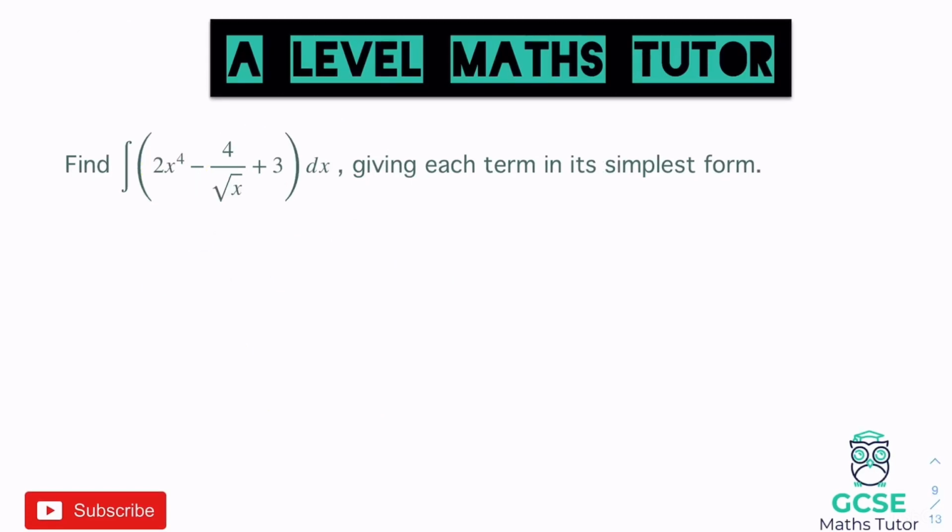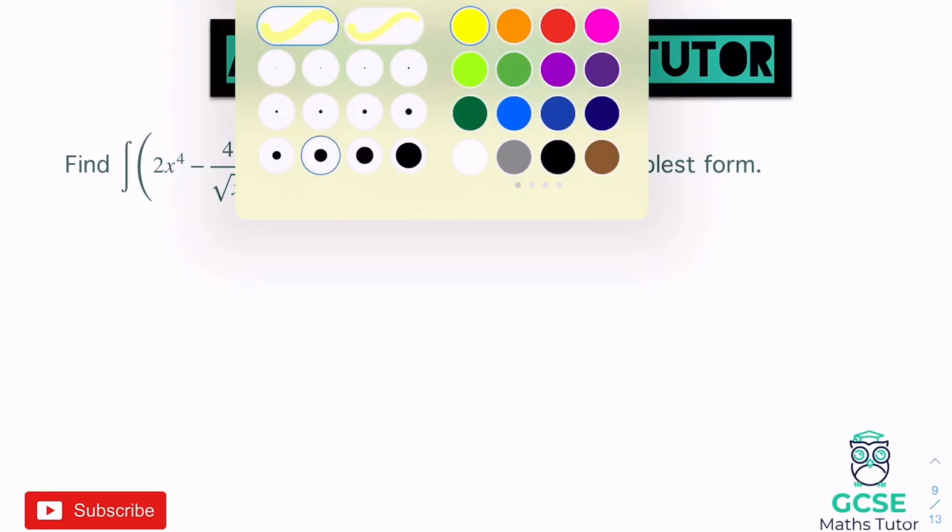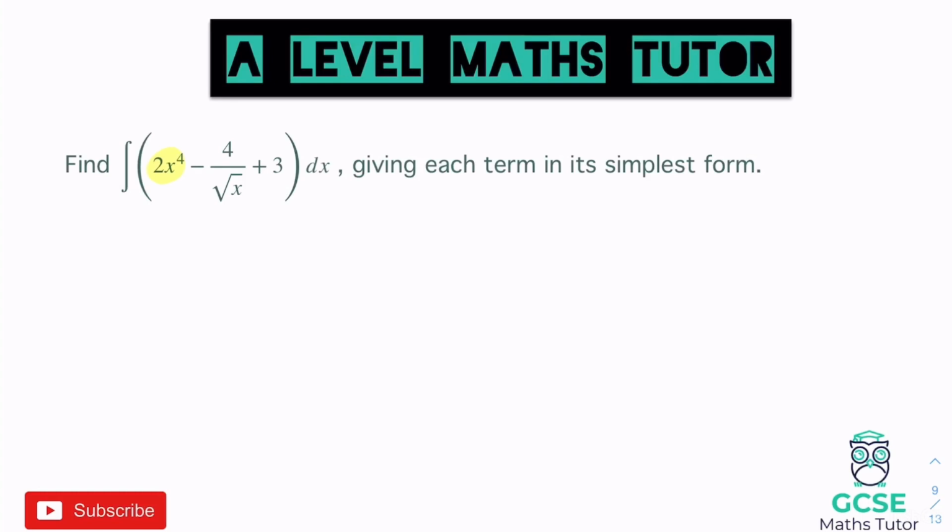Okay, so very similar to one that we've looked at before. We've got this root x on the bottom in the middle there. So we're going to integrate this again with respect to x, given each term in its simplest form. So for the first piece there, let's have a look at obviously doing that bit first. That's quite nice and easy, that one there. 2x to the power of 4. So we get 2x to the power of 5 divided by 5.